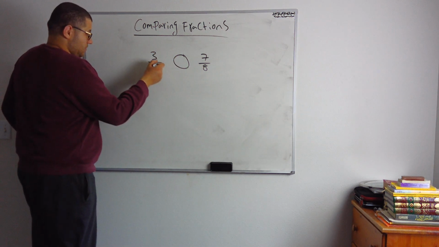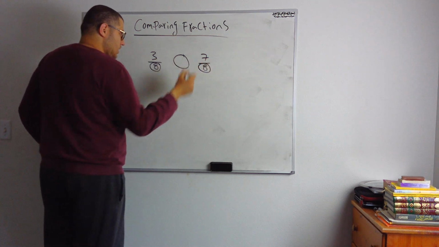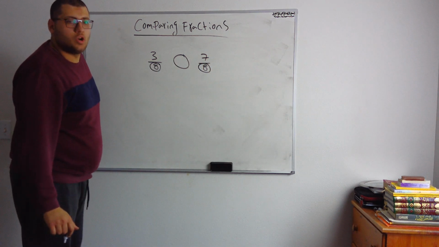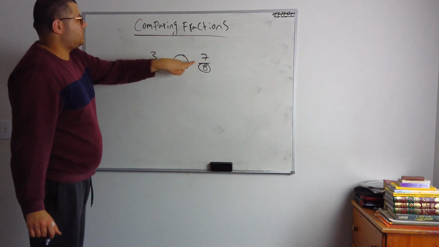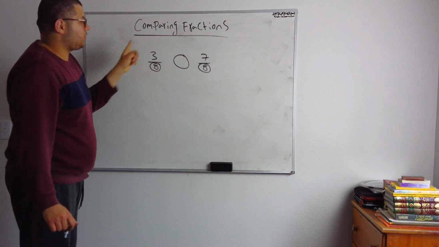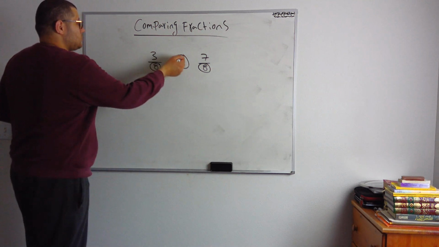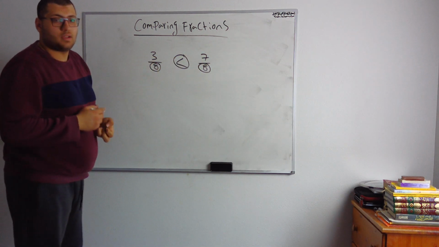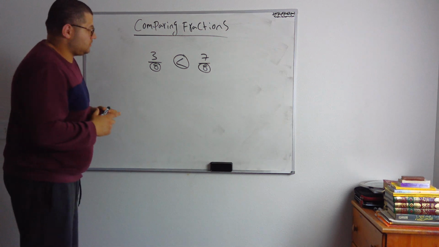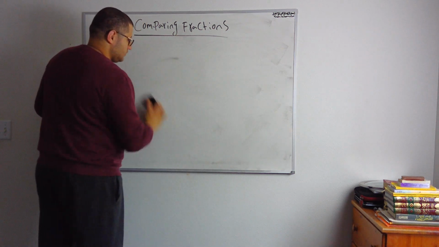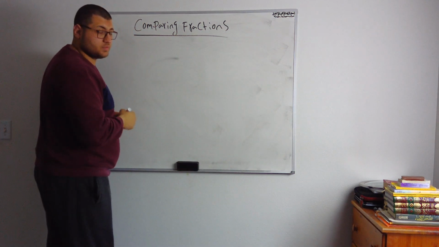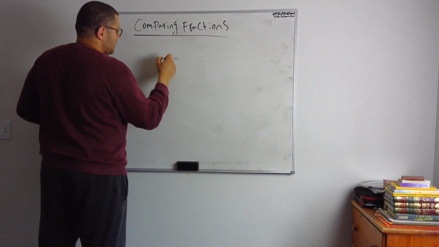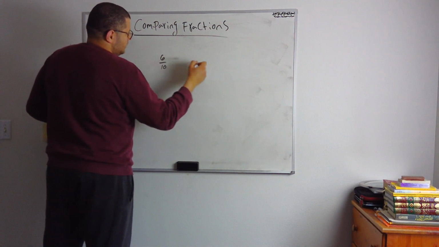Well, the denominator is the same. In this case, it's very easy. All we have to do is look at the numerator. Which one is bigger, 7 or 3? 7 is obviously bigger, so we just put the sign like that, meaning that 7 out of 8 is bigger than 3 out of 8. Does that make sense? Now, let's have more examples of like denominators. How about if we say 6 out of 10 and 3 out of 10?